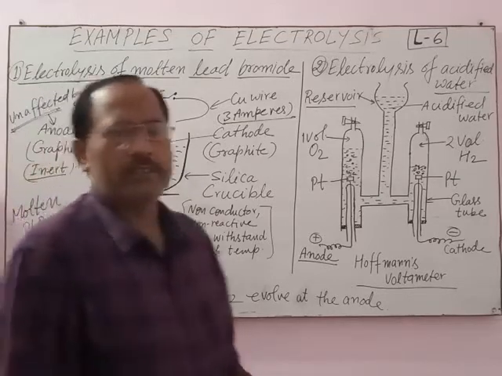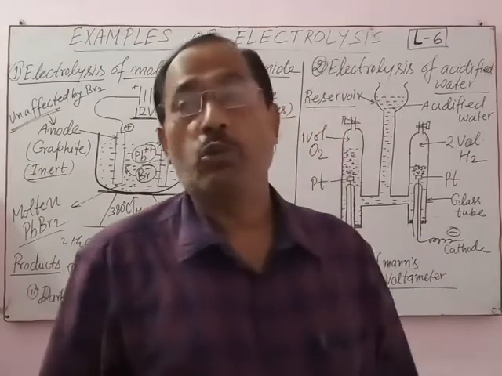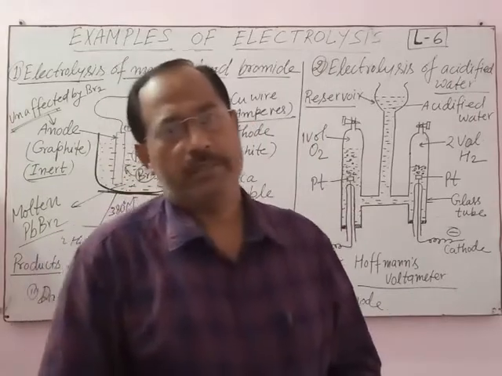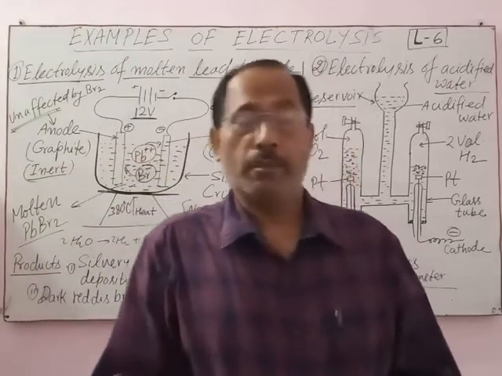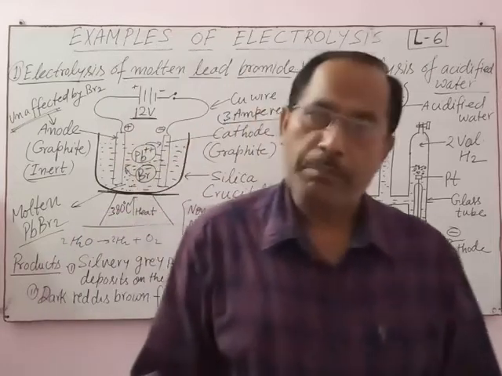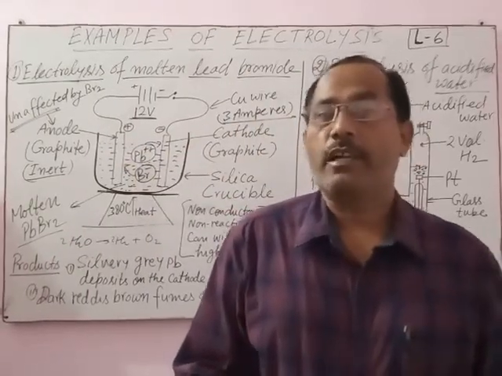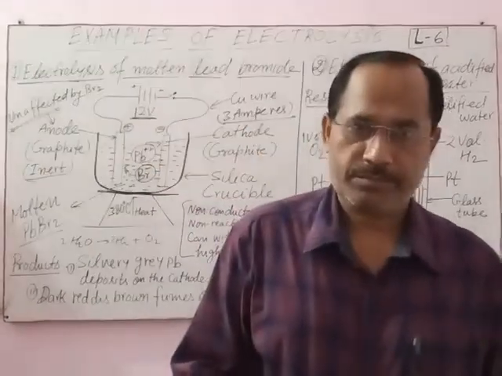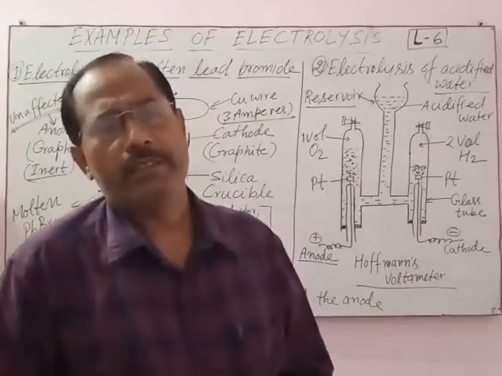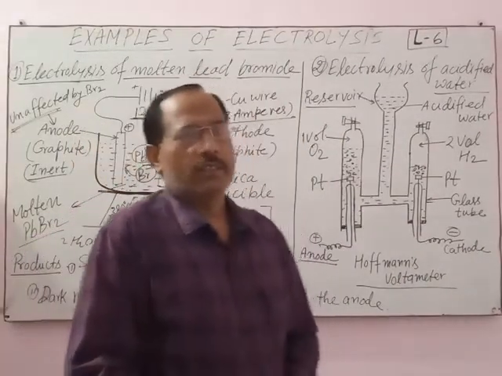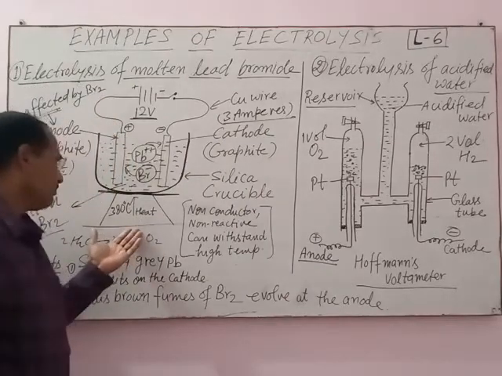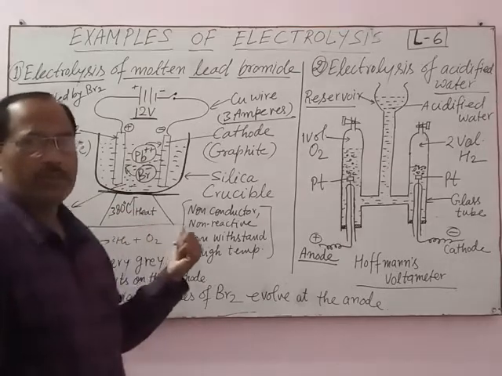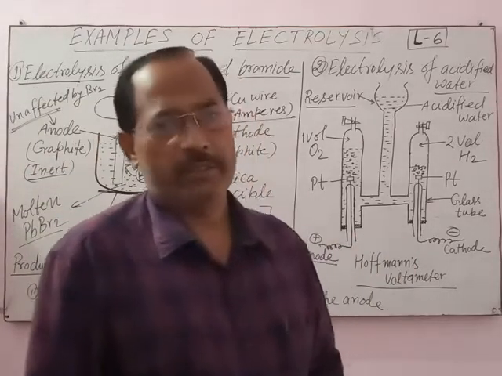Since lead bromide is an ionic compound, and you know that ionic compounds have high melting points, lead bromide melts at high temperature, that is 380 degrees Celsius, which is the melting point of lead bromide. To keep lead bromide in molten state, continuous heating is required.